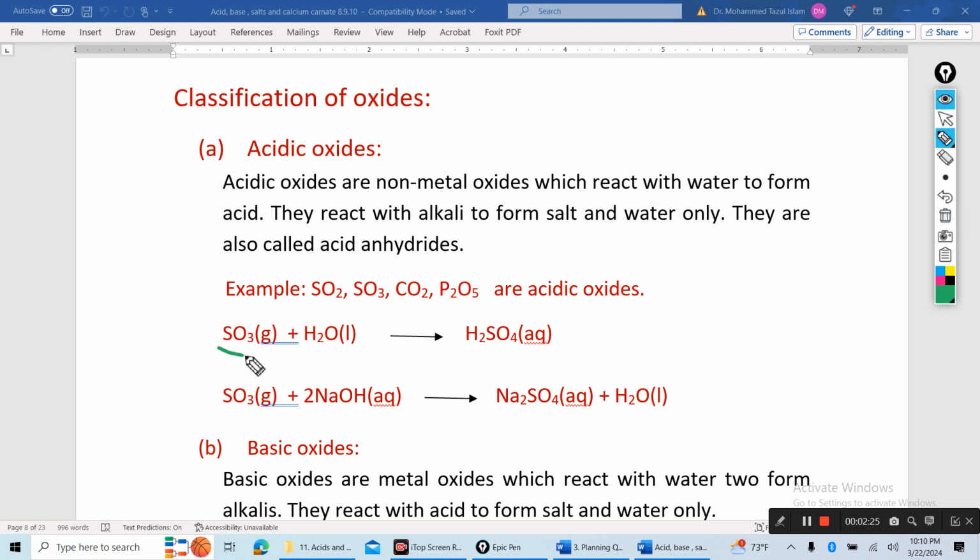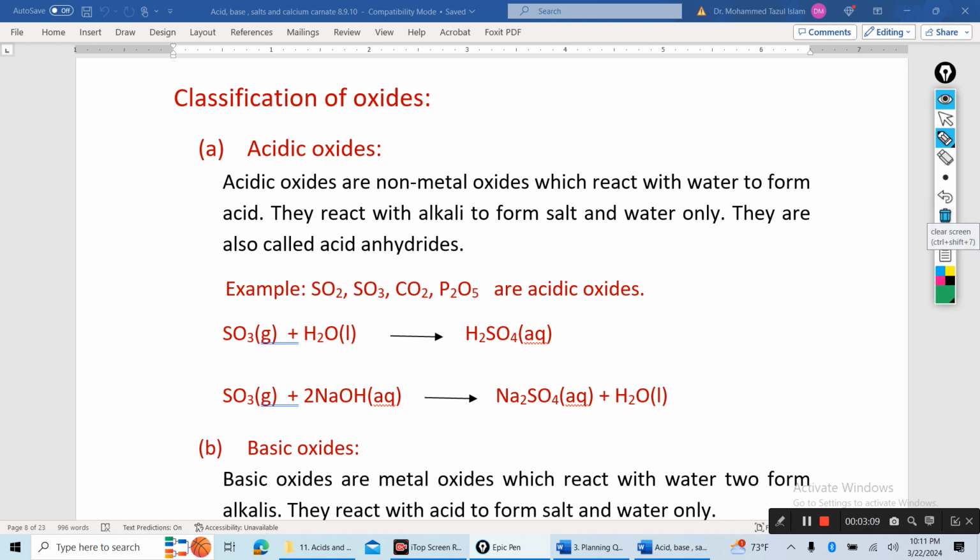And acidic oxide reacts with water to produce acid. Sulfur dioxide is a non-metal oxide, so it is acidic oxide. Sulfur trioxide reacts with water to produce sulfuric acid. So acidic oxide reacts with water to produce acid. Sulfuric acid is the acid. And acidic oxide reacts with alkali to produce salt and water. This is a neutralization reaction.